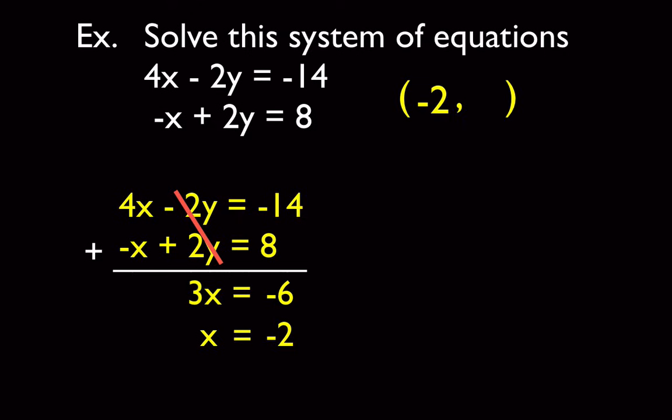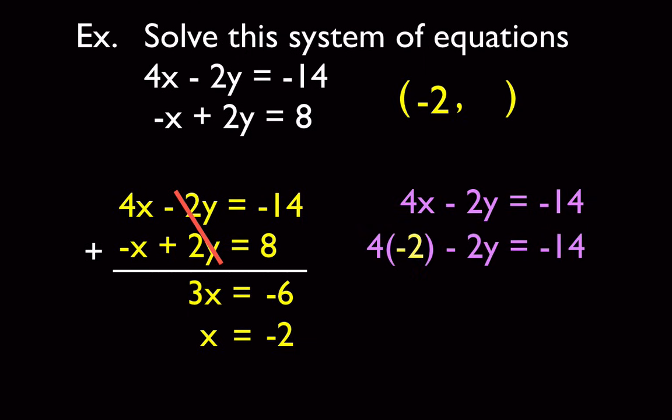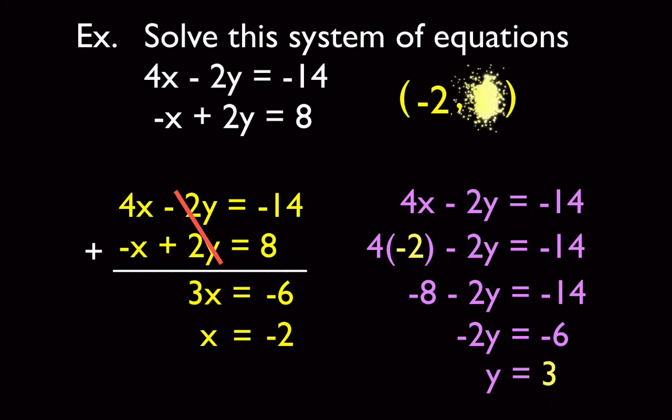And I can plug into whichever one. They both don't look too neat. They're both a little messy. I chose the top one just because I didn't want to plug into a negative x, but either way would be fine. So 4 times negative 2 is negative 8. I'm going to add 8 to both sides. Be real careful when you get a lot of negatives involved, that you're careful and you take your time. And then you divide by negative 2 and you get y equals 3.